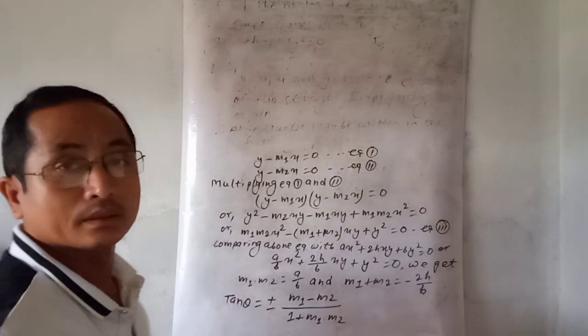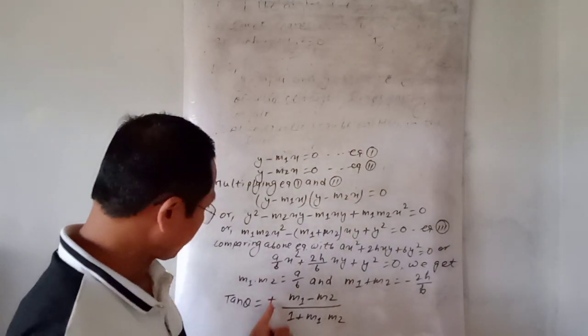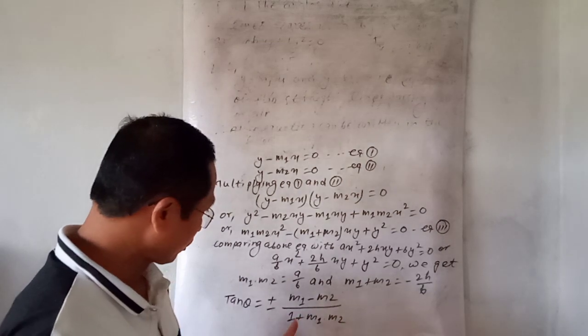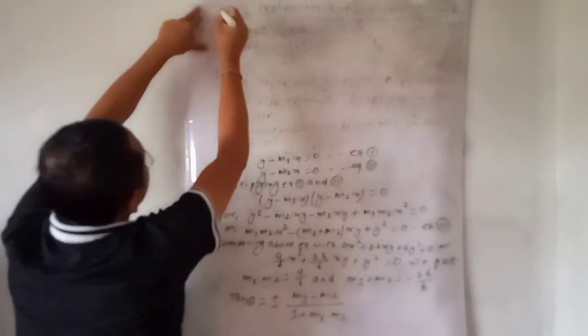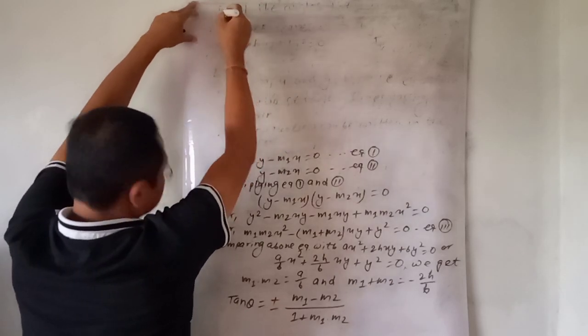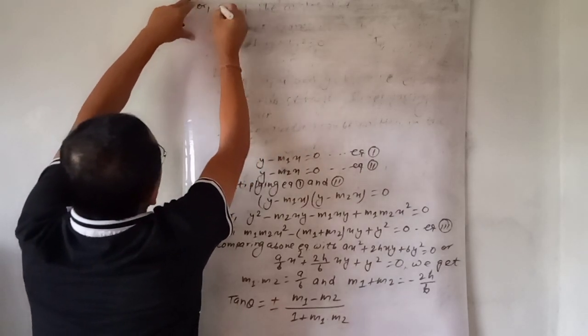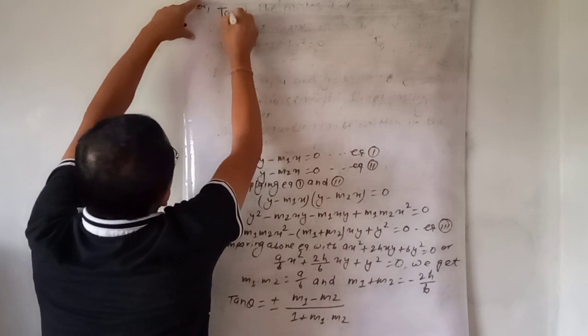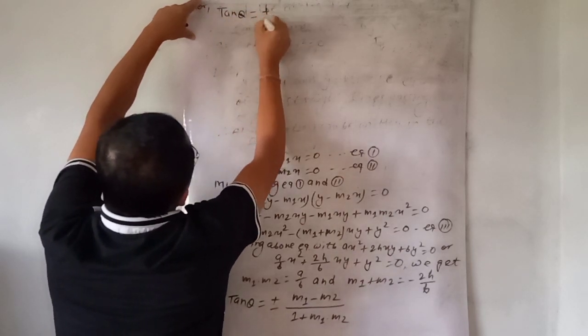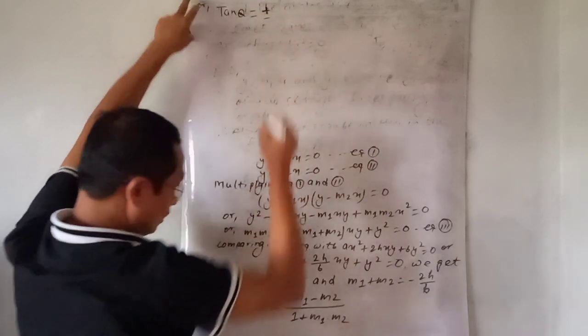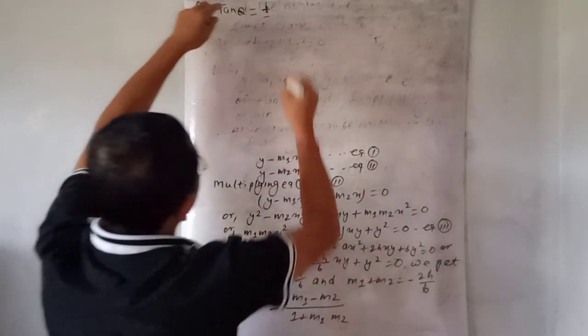Okay, look at here. Tan theta is equal to plus minus m1 minus m2 by 1 plus m1 into m2 equal to, or tan theta is equal to plus minus m1 minus m2.